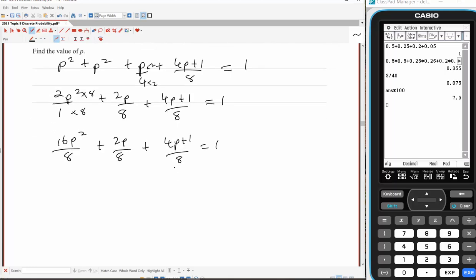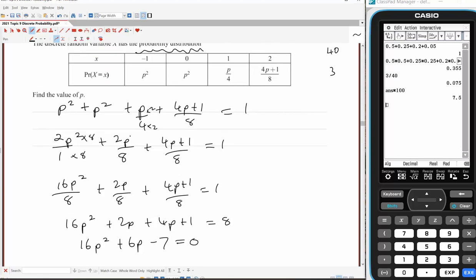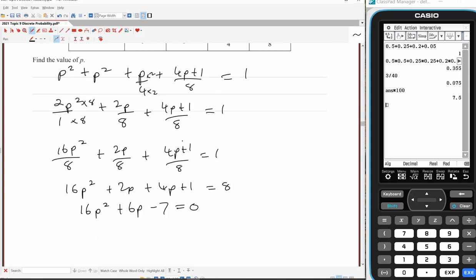Alrighty, so what I'm going to do is note there's no negatives here, or this is not subtract a negative, so I'm not worried about that. I'm just going to multiply all the terms by 8, giving us 16p squared plus 2p plus 4p plus 1 equals 8. Right, collect up your like terms. 16p squared plus 6p, plus 1, subtract 8 is negative 7, equals 0. So believe it or not, we're in probability here, and we've just hit a quadratic function.